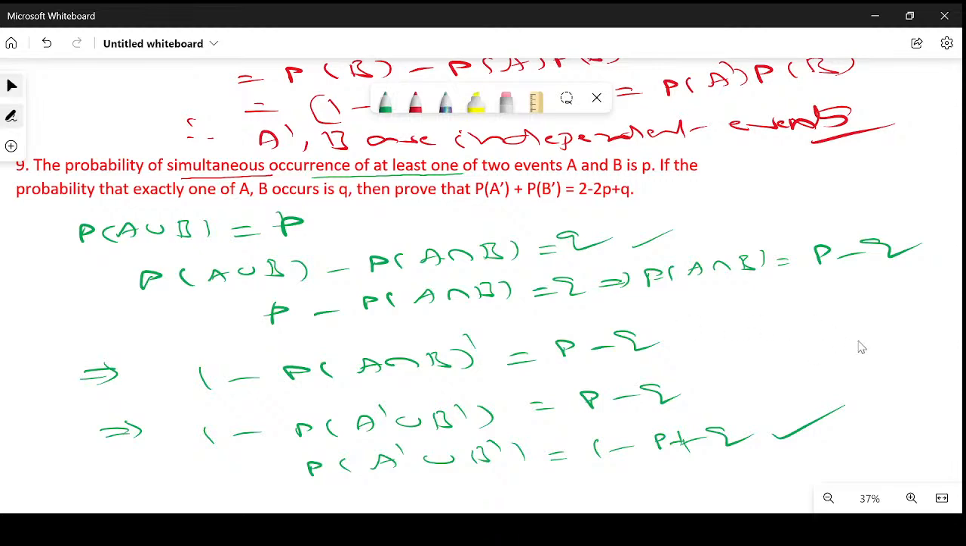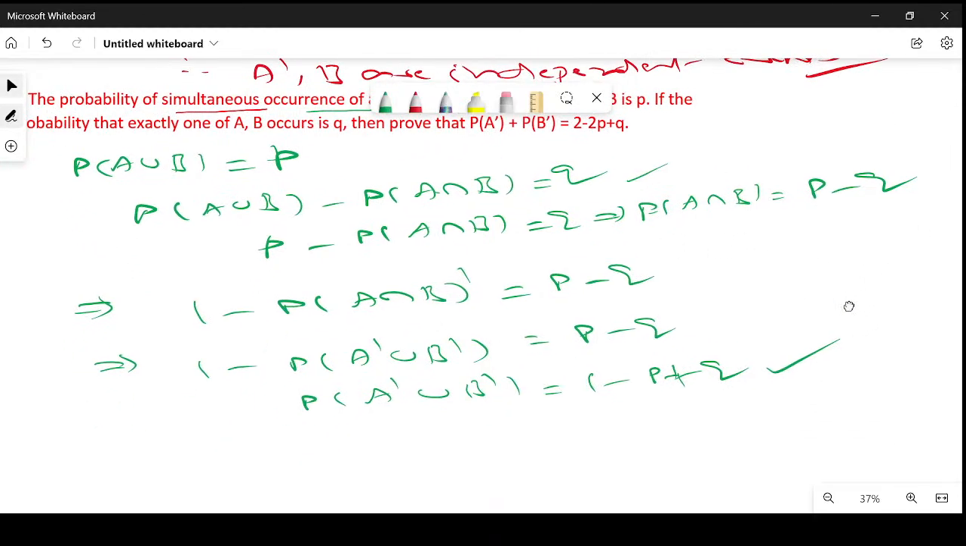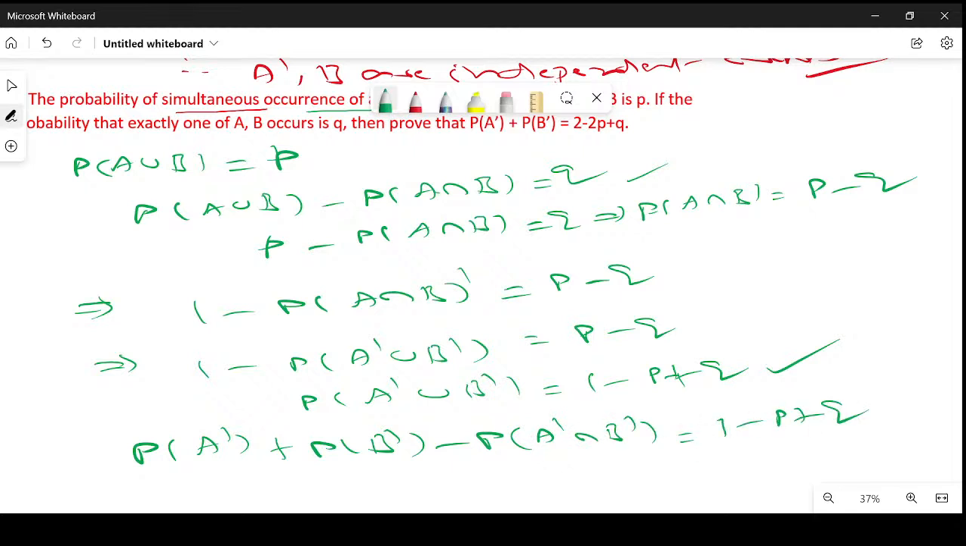So why have I tried this? Because the required quantity is P of A complement plus P of B complement. So now I can expand this. Just observe here: P of A complement plus P of B complement minus P of A complement intersection B complement equals 1 minus P plus Q. This we have. Correct. I can transfer this to the other side.